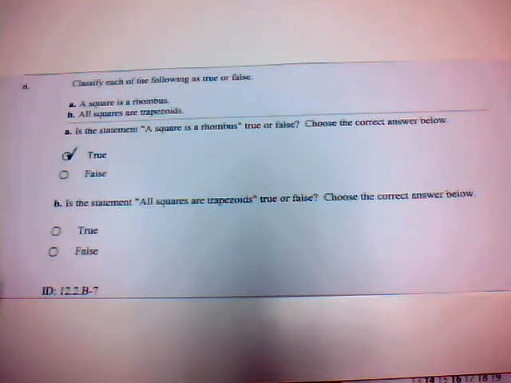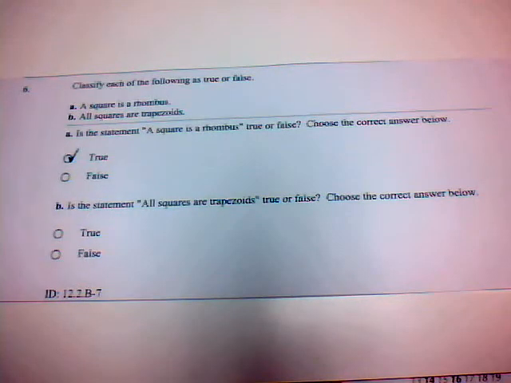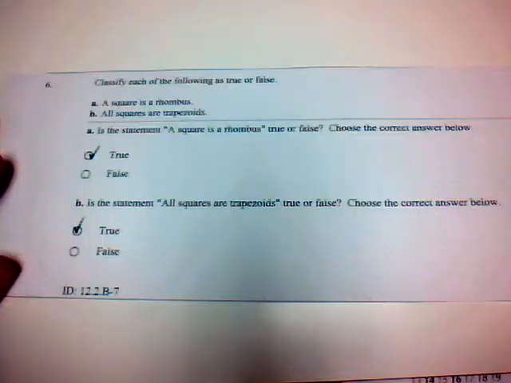And part B, all squares are trapezoids. Again, that's true because squares do have all the properties of a trapezoid and a rhombus and a parallelogram and a rectangle. So that's true.